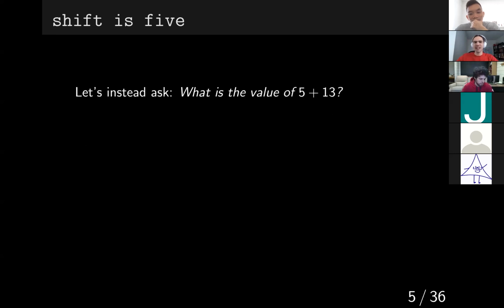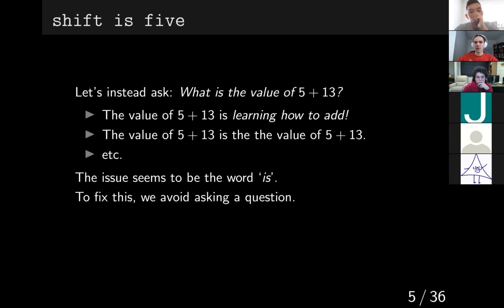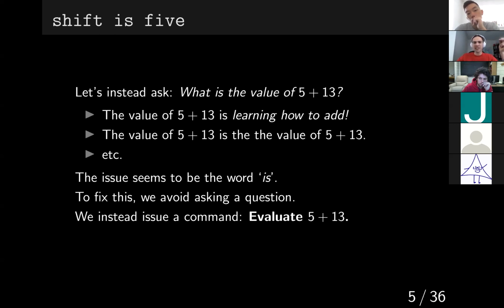Well, one of my students said the value of 5 plus 13 is learning how to add. Another creative use of the word is. You could also say the value of 5 plus 13 is the value of 5 plus 13, and so on. So it really seems the problem is the word is. And in order to fix this, we'll modify the question. We'll in fact stop making it a question. We'll issue an order. Just evaluate 5 plus 13. And I don't think there's any way to go about this. So there's this notion of values when it comes to addition and this process of evaluation.